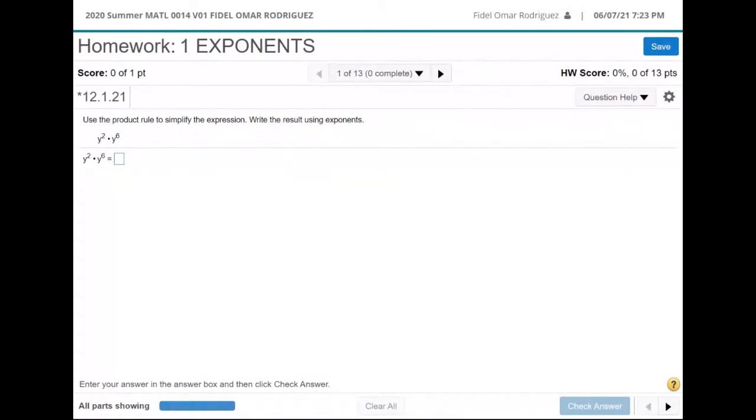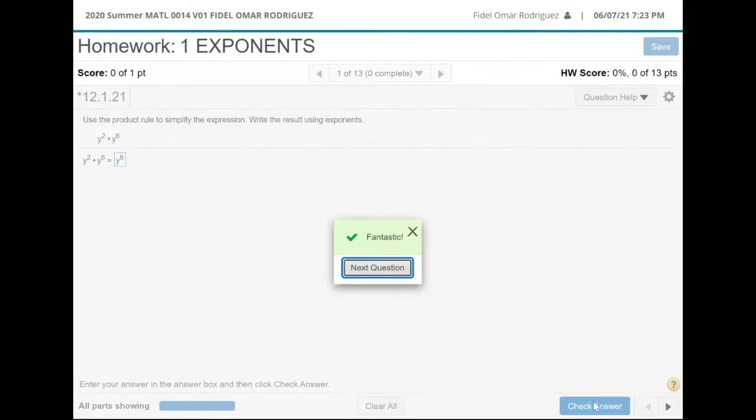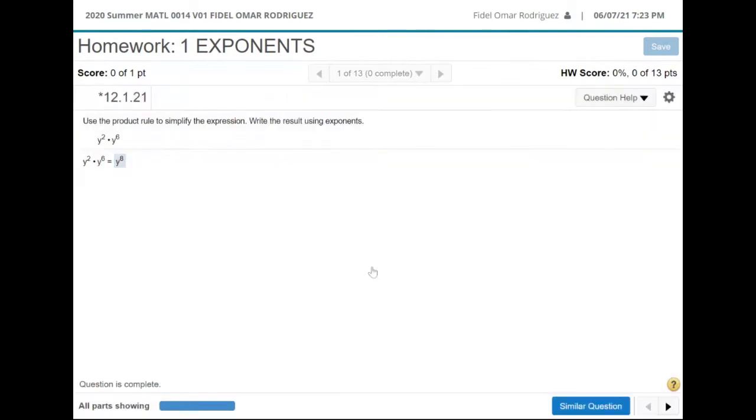It says, use the product rule to simplify the expression and write the result using exponents. Guys, notice the letter that I'm using. I'm using the letter y, and I'm not using the capital Y, because that's not what I have. Let me ask you a question. If we have 2 y's in the first spot and we have 6 y's in the second spot, how many y's do we have total? And I heard somebody put it in the chat, 8. Perfect. Excellent. So, guys, I'm going to show you something here. If you can see where my mouse is moving around down here at the bottom, the third little box gives me my exponent button. So I'm going to type in the number 8, and then I'm going to check my answer. We got it right. Let's go to the next question.